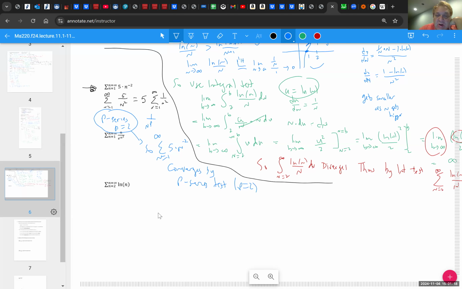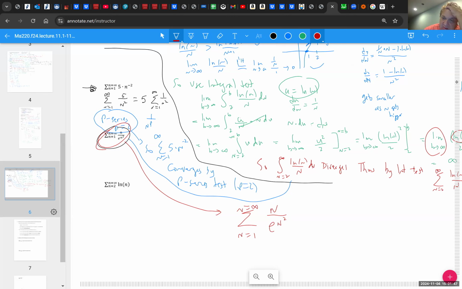Okay, 2 more problems for this video. And of course, I don't have any space, so I'm going to just rewrite these problems so that it's a little easier to follow. This one right here, I'll do it in red. This is the sum from n equals 1 to infinity of n over e to the n squared. Again, we're going to be able to show that all these numbers are positive.